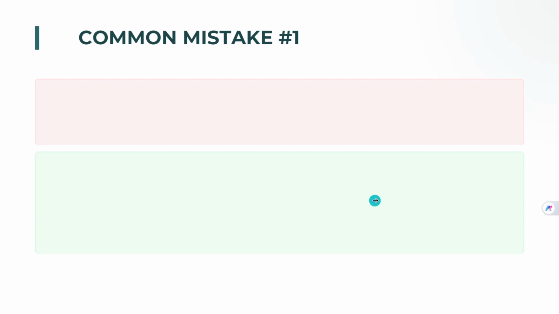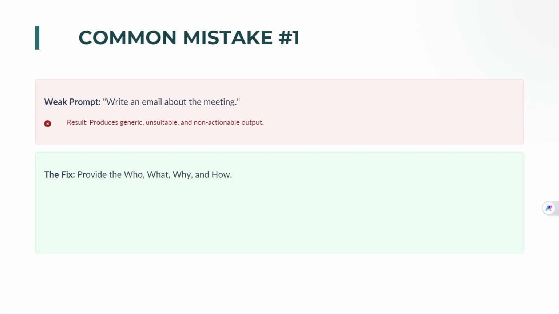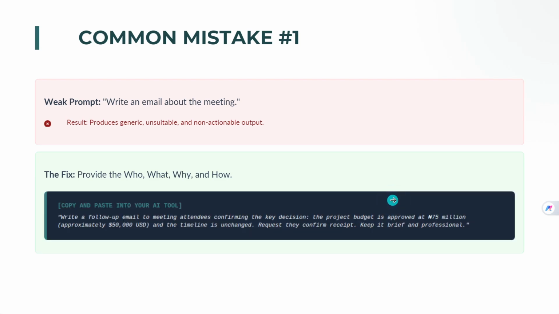All right. So moving on, common mistakes. Let me highlight two common mistakes that undermine effective AI document drafting. Mistake number one, not providing enough context. If you don't tell the AI who the recipient is, what action you want them to take, or what tone is appropriate, you will get generic, unsuitable output. For example, write an email about the meeting produces nothing useful. But this prompt produces something specific and usable.